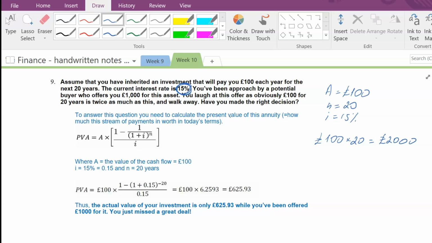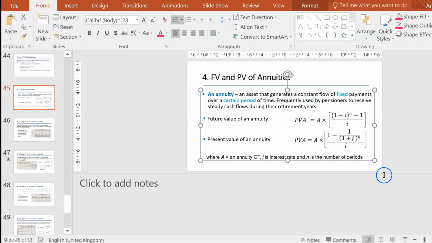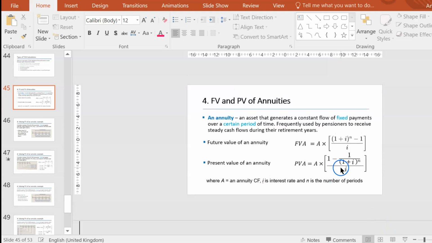In order to see whether you are better off selling this asset or keeping it, we'll need to calculate the present value of this annuity. In other words, how much this future stream of cash flows is worth in today's terms. To do this, we use the formula for present value of annuities, again from our slide. So this is the slide which we've used. There are just two formulas for present and future value. We apply this formula as before.